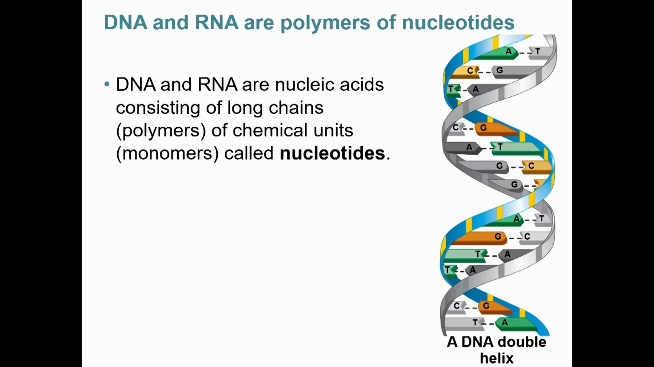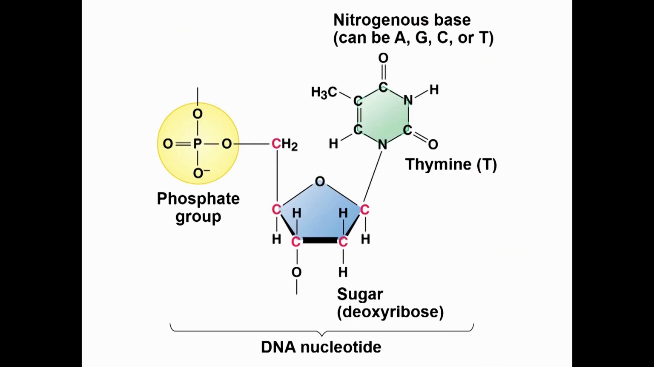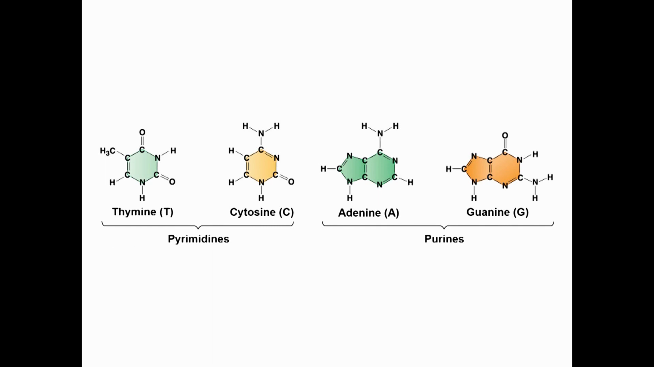So remember that DNA and RNA are polymers of nucleotides. That means that they consist of long chains of different monomers. Those monomers, being nucleotides, are then put together to make the polymer itself. Remember that a nucleotide is made up of 3 major parts: a nitrogenous base, a sugar, and a phosphate group. The possible nitrogenous bases that we can use are going to be one of 2 types. Either they will be a pyrimidine, such as thymine and cytosine, or a purine, such as adenine and guanine.